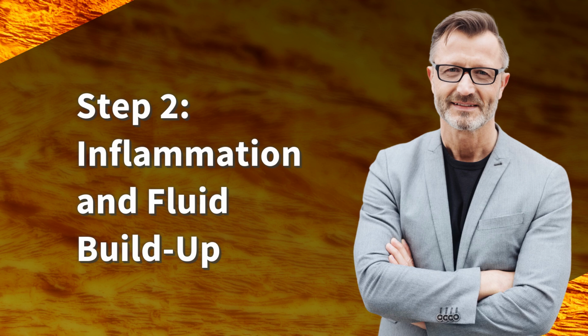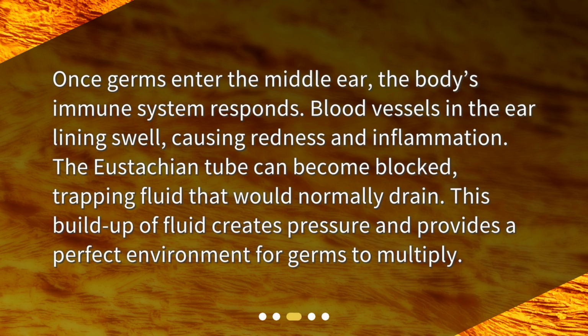Step 2. Inflammation and fluid buildup. Once germs enter the middle ear, the body's immune system responds. Blood vessels in the ear lining swell, causing redness and inflammation. The eustachian tube can become blocked, trapping fluid that would normally drain. This buildup of fluid creates pressure and provides a perfect environment for germs to multiply.